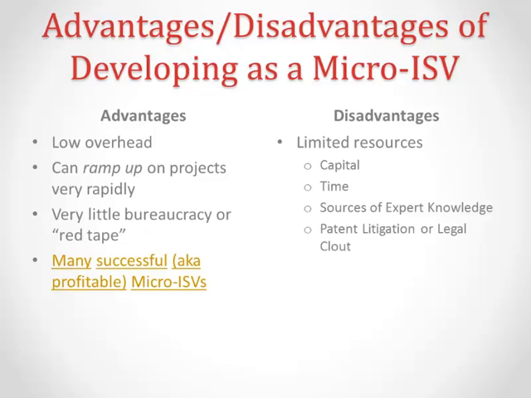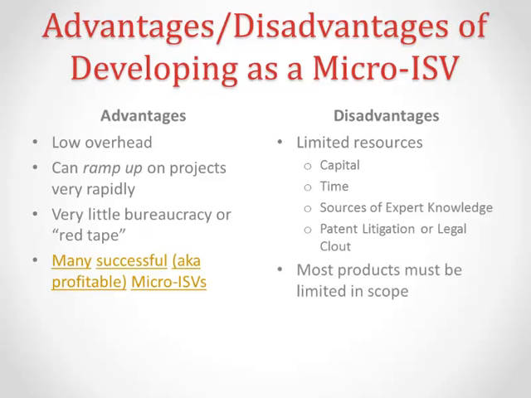Patent or legal clout. If a big company decides to come after you in a patent dispute, even if it gets overturned and ruled in your favor, it still could be very hard on the company financially because micro ISVs generally do not have a huge amount of capital or a big legal team.